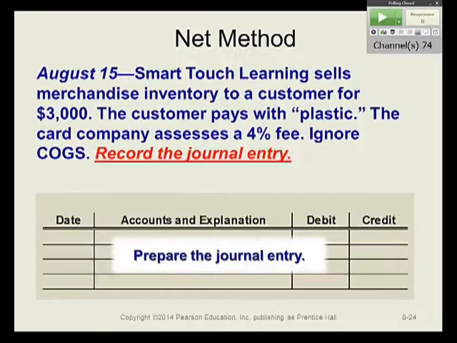So let's say that our friend Smart Touch Learning sells inventory to a customer for $3,000, and there is a fee of 4%, so that's $120. So they know that when they sell this for $3,000, you're going to have a 4% fee.